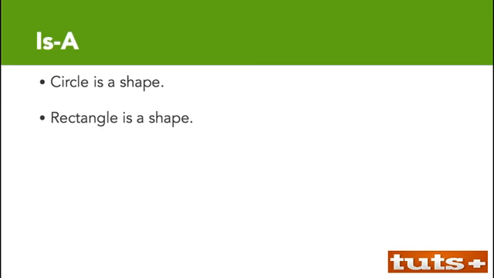When these relationships exist, we can say that a circle is a shape, that a rectangle is a shape, and that a triangle is a shape. The key here is the two words "is a." This means that the specialized class has all the characteristics of the general class. It also has additional characteristics that make it unique. For example, as I said earlier, a circle has a radius, rectangle and triangle do not. But all three of these things are shapes.